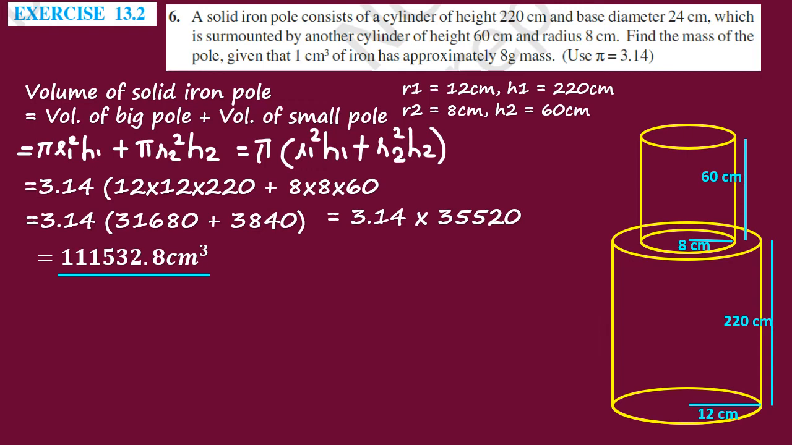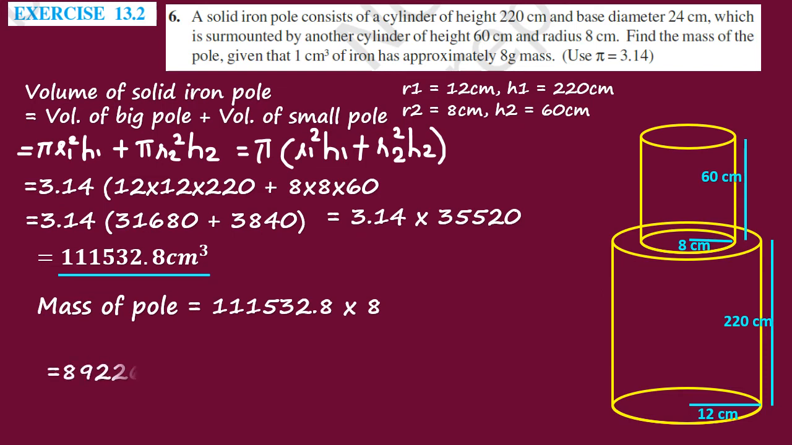1,11,532.8 centimeter cube. That is the volume, and we need to find the mass of the ball, and 1 centimeter cube of iron has a mass of 8 gram. So the mass is, we have to multiply the volume with 8. So it is 8,92,262.4 gram you will get. So for convenience, let us convert this into kilogram by dividing by 1000. So the mass is 892.262 kilogram. Is it clear?